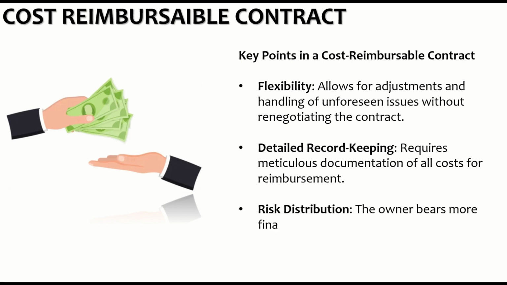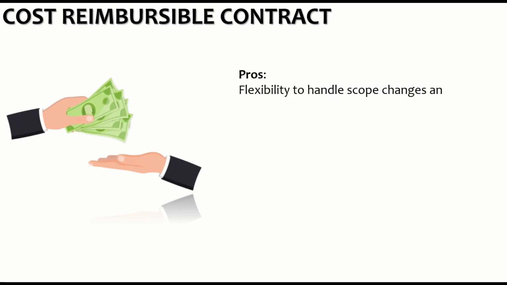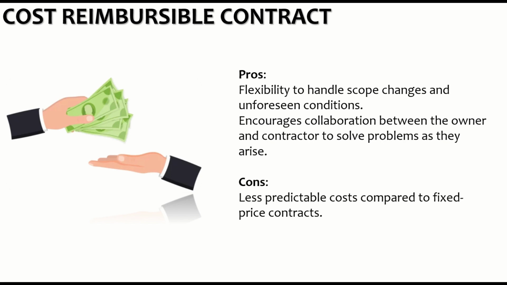The risk is more for the owner as compared to the fixed price contract, but gains flexibility to address project uncertainties. The positive side of this kind of contract is the flexibility to handle scope changes and unforeseen conditions. It encourages collaboration between the owner and the contractor to solve the problems as they arise. And the negative side is the less predictable costs compared to the fixed price contracts. It also requires extensive monitoring and auditing of the costs.